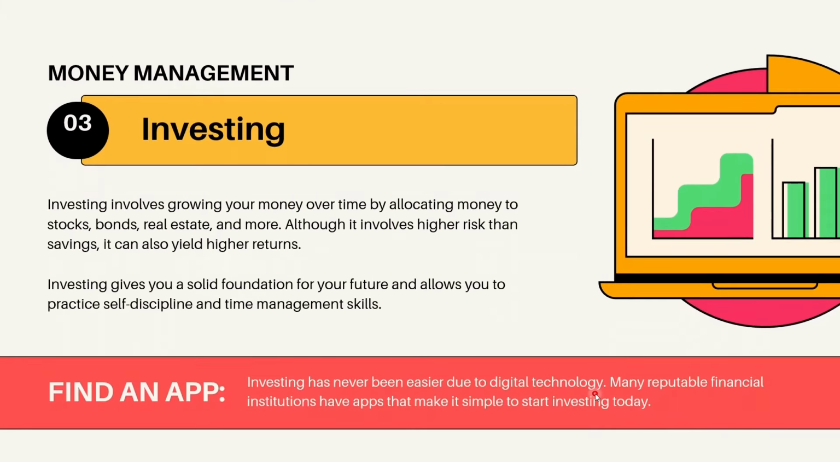Now another important concept for smart money tactics: investing. Investing involves growing your money over time by allocating money to stocks, bonds, or real estate. Or you rent your home and you are getting a fixed amount of money on a monthly basis, which is a great example of investing. Although it involves higher risk than saving, it can also yield high returns.